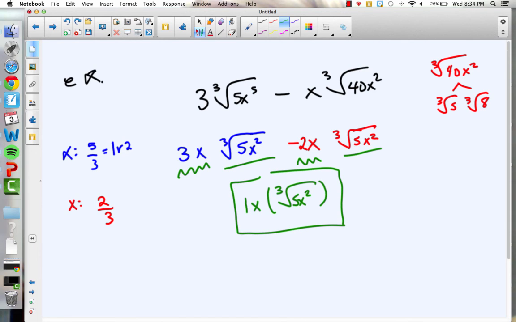Okay, now I know this is a lot of steps and a lot to look at, but you got to look at it piece by piece. Think about trying to get like terms when you're adding or subtracting with radicals. Try to reduce the radicals as much as possible, and then you should be able to combine.